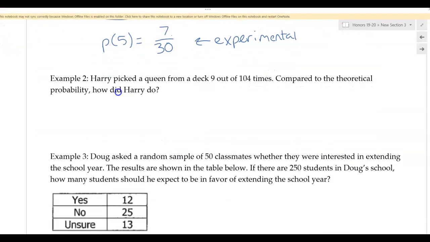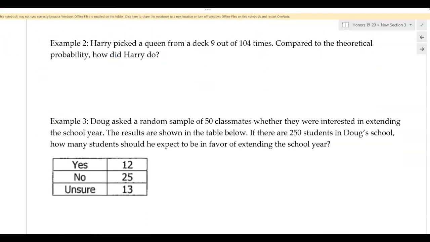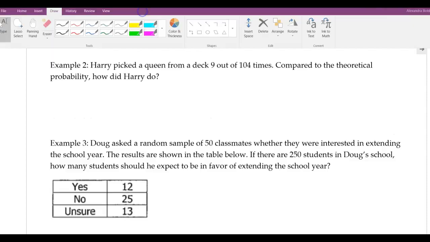Alright, Harry picked a queen from a deck 9 out of 104 times. Compared to the theoretical probability, how did Harry do? So you can do this to see, is it fair? Is your die actually fair? Do we actually think there's the right number of queens in this deck? Whatever.